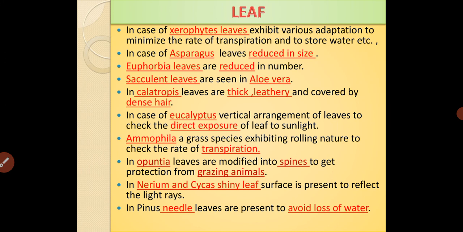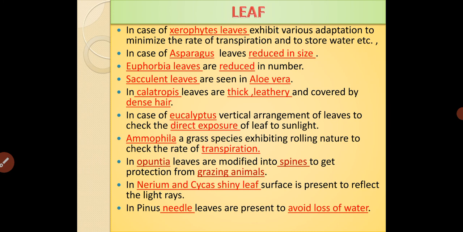The next part of the plant is leaf. In case of xerophytes, leaves exhibit various adaptations to minimize the rate of transpiration and to store the water in it. In case of the asparagus, leaves are reduced in size. In Euphorbia, the number of leaves is reduced. In aloe vera, succulent leaves are seen. Calotropis exhibits thick, leathery leaves covered by dense hairs.